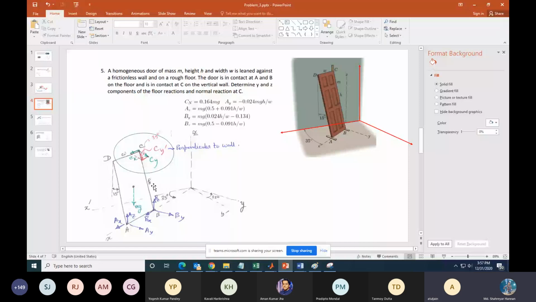Sir, at point A and point B, there is a socket joint. No, let one at a time. Somebody was asking about A and B, whether there is a socket joint. No, at A and B, it is rough. So you are getting Az and Bz as the reactions due to the weight. Ax, Ay, Bx, By are due to friction.